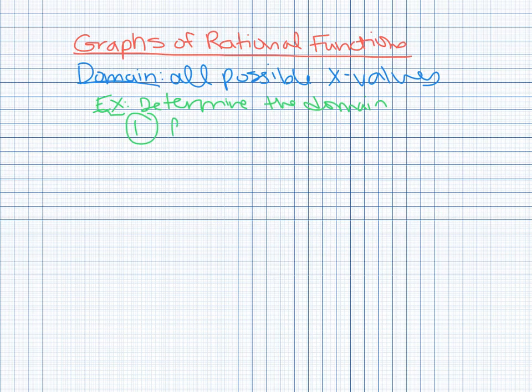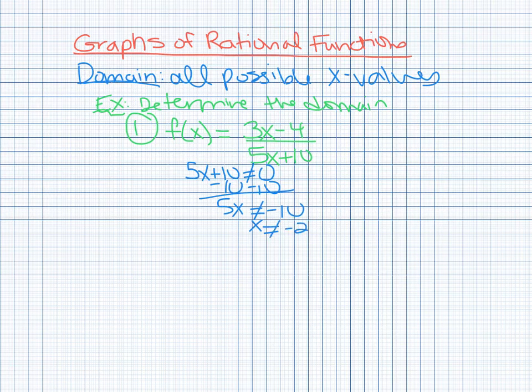So here's my first example. F of x equals 3x minus 4 over 5x plus 10. So when we look at the domain here, we are going to be setting the denominator, 5x plus 10, not equal to 0. We don't actually really care about the numerator here. The numerator can be 0, that's fine. We want the denominator to be not equal to 0. So then to solve that out, you just solve this equation, and you end up getting that x is not equal to negative 2. So that was how we found the domain. You probably remember this from past classes.